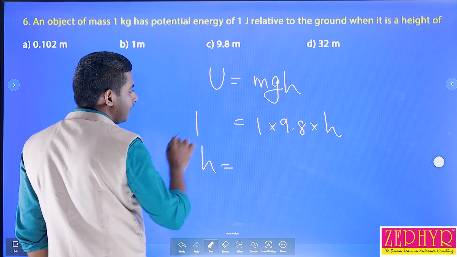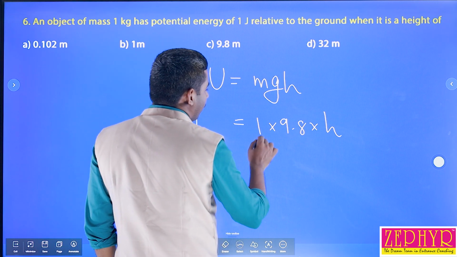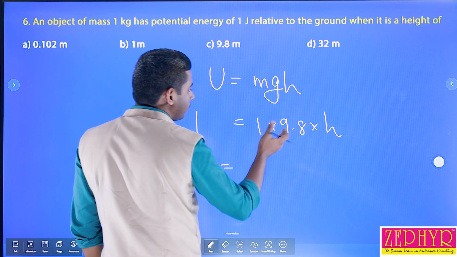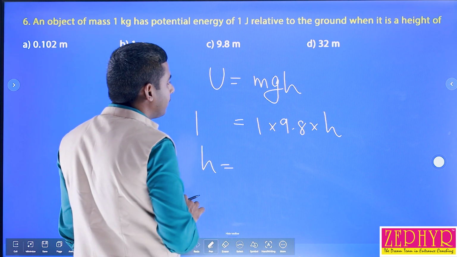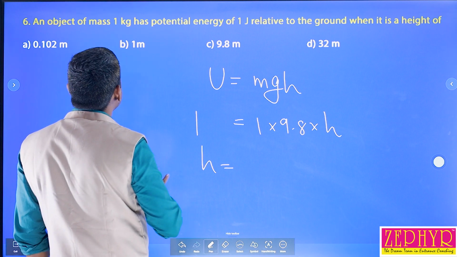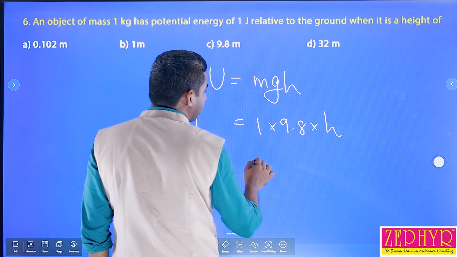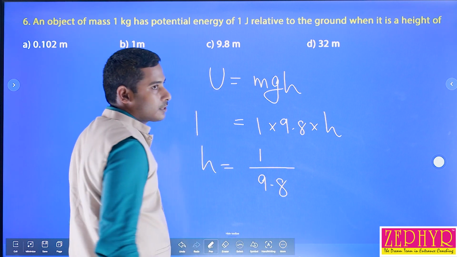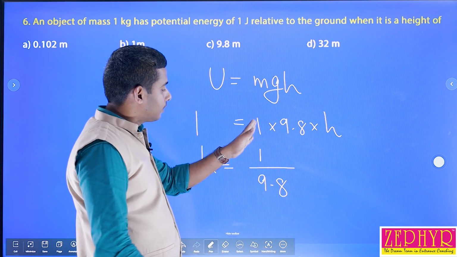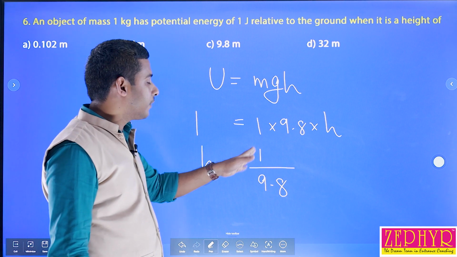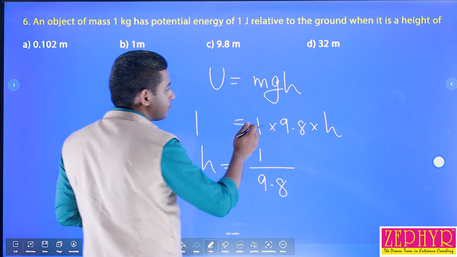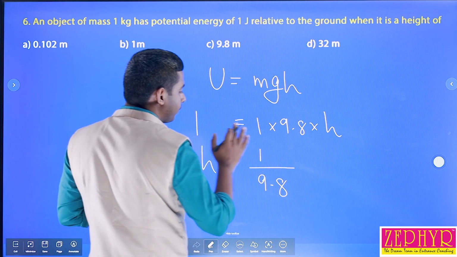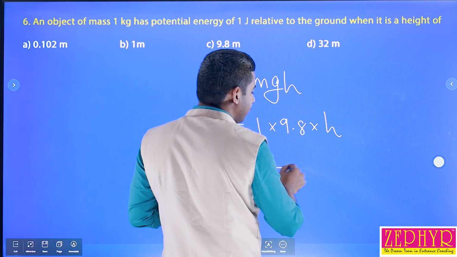It is very easy. 1 = 1 × 9.8 means 9.8 itself, right? So, this 9.8 you can bring down. That means it becomes 1 divided by 9.8, because 1 × 9.8 is nothing but 9.8, right? Then 1 divided by 9.8. So, how can we divide this?